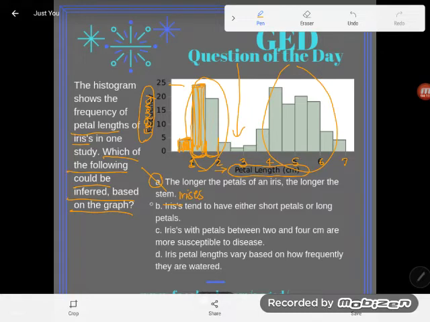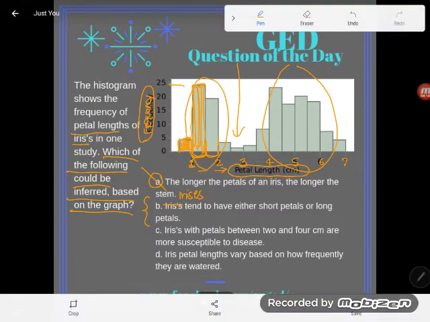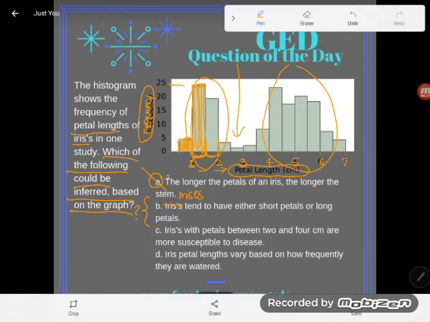So I do see that this looks like a pretty decent answer. They tend to either have short petals or long petals. But when I'm a GED student, you should just keep reading. Make sure you evaluate all your answers. So I'm going to mark this one as a maybe. Let's go on to C.